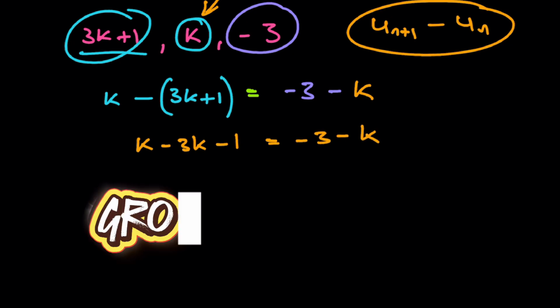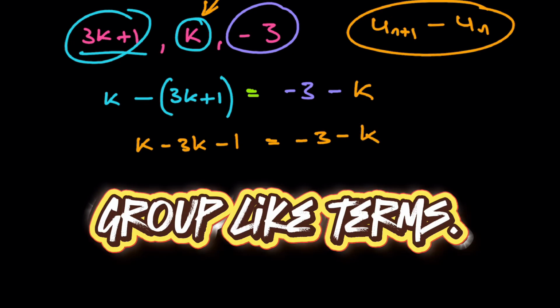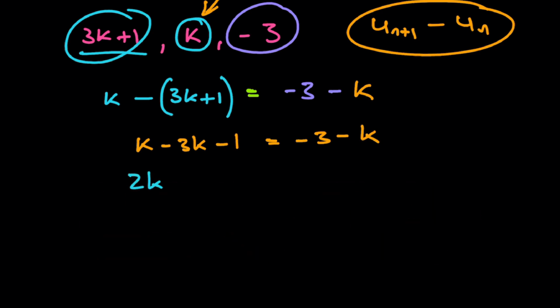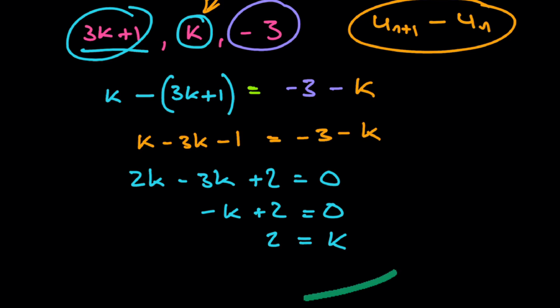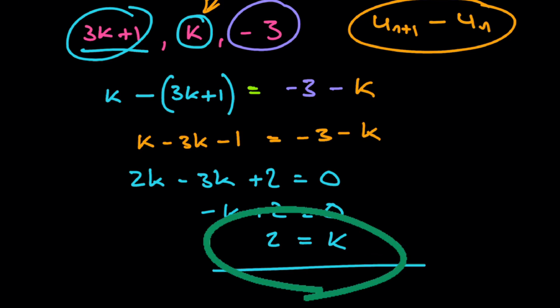And let's group like terms together. I can see that I can add k to both sides. So that would become 2k, and then we've got minus 3k. Add 3 to both sides. So that becomes plus 2 is equal to 0. And therefore, negative k plus 2 is equal to 0. So 2 is equal to k. And therefore, we have found the value for k.